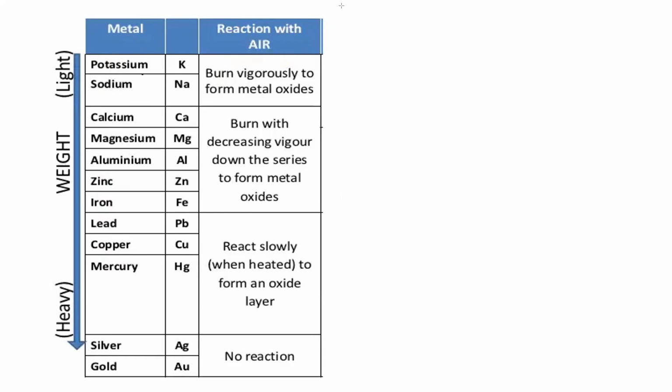So what we observe, because the more reactive metal, they react faster. So potassium and sodium, they burn vigorously to form a metal oxide. So when potassium reacts with oxygen, it will form potassium oxide. So potassium plus oxygen. Now what is the formula? Potassium belongs to group 1, so it is plus 1, and oxygen belongs to group 6, so it is minus 2. So potassium oxide will be K2O.